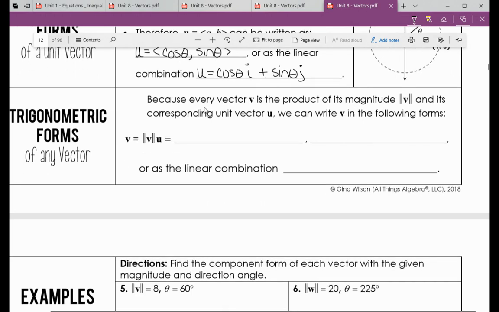Now, because every vector is the product of its magnitude and its corresponding unit vector, we can write vector v in the following forms. We can take v and we can take the magnitude times the vector's unit vector, and we end up with the magnitude of v times cosine theta, sine theta.